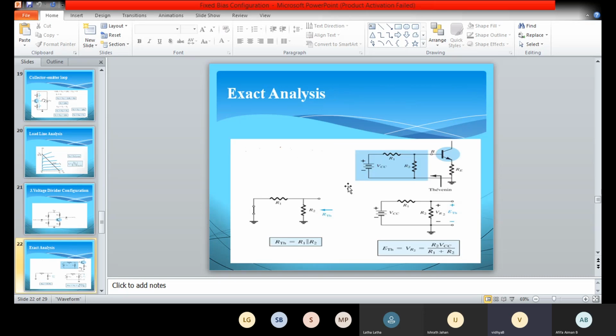Before going to that, exact analysis. There are two analyses: exact analysis and approximate analysis. First we shall read the exact analysis. In this exact analysis, we will take R1 and R2 like this. Those two are in series only.